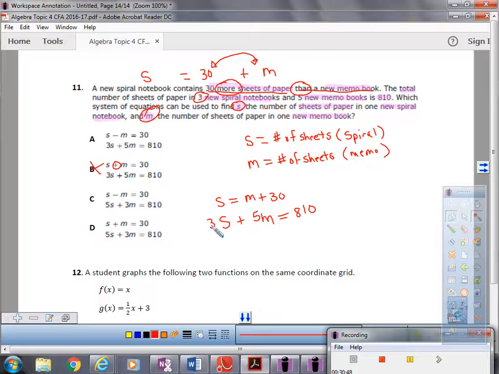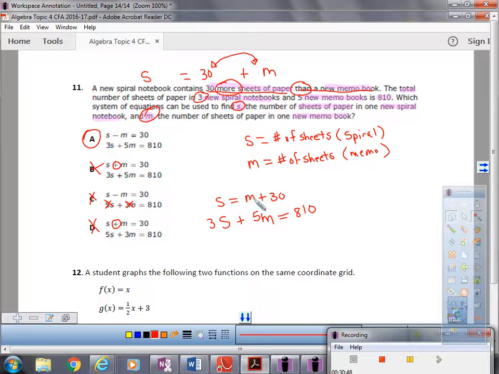The S is with the 5, they're saying, and 5 should be with the M. So that's wrong. These are wrong here. So that's out. Here, S plus M equals 30. No, we had talked about that in the B, that it can't be a plus. If you're going to move the M over, you're going to subtract M from both sides. So it can't be this one either. So the best choice is A. Number 11 would be answer choice A.